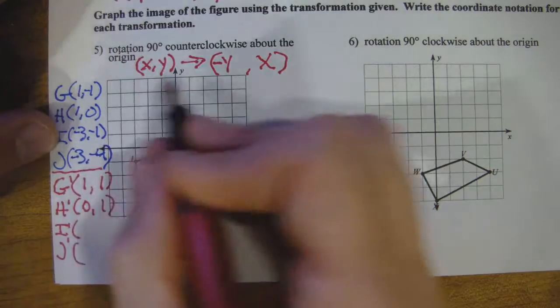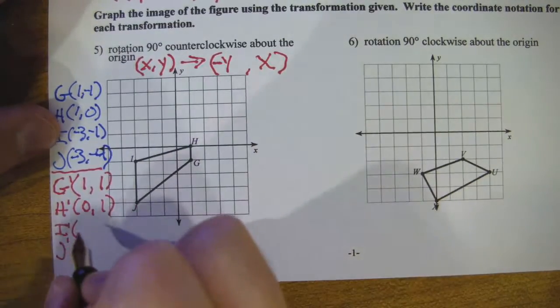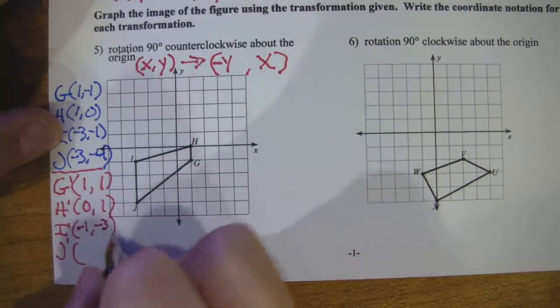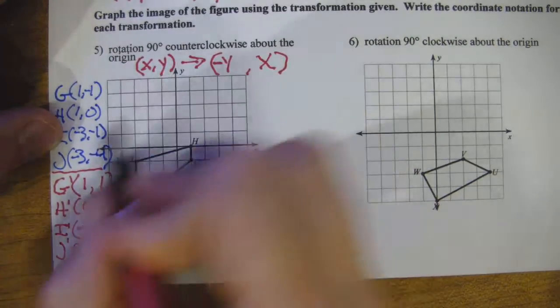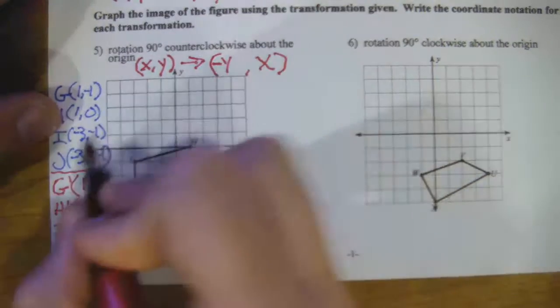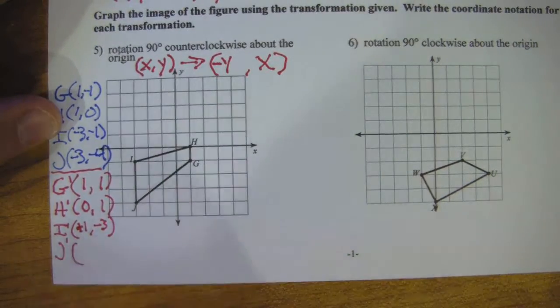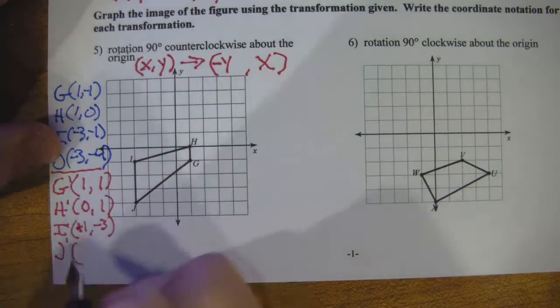Let's go to the next one. X's and y's need to trade positions. So negative 1, negative 3, all right? But notice the y, in this case the negative 1, has to be opposite. So instead of a negative 1, it's a positive 1. All right, and it's okay to write positive 1 like that. We're good. Let's do the next one.